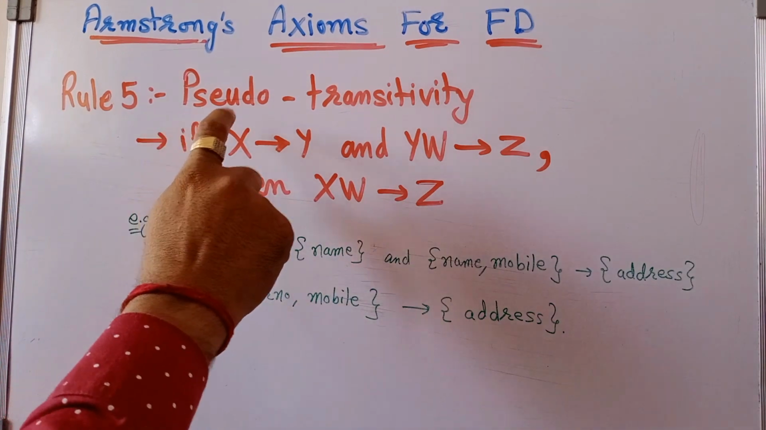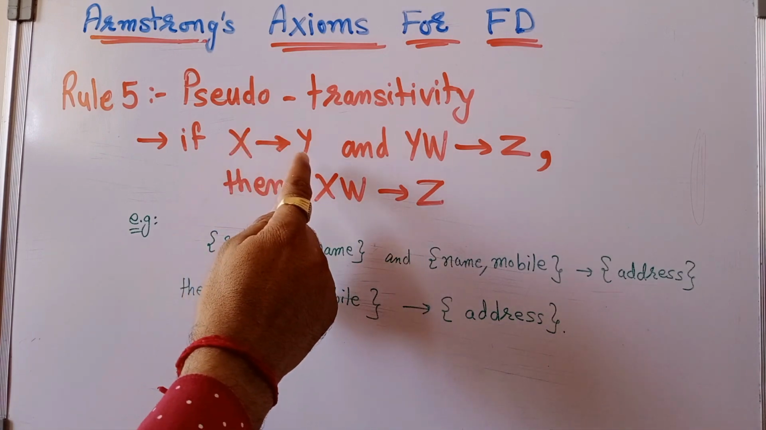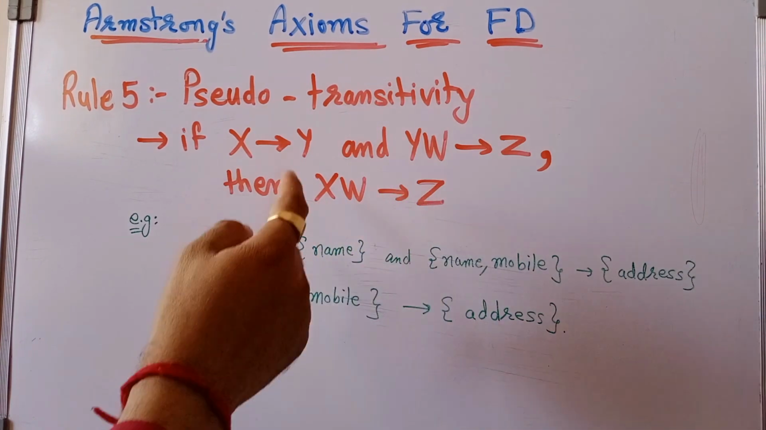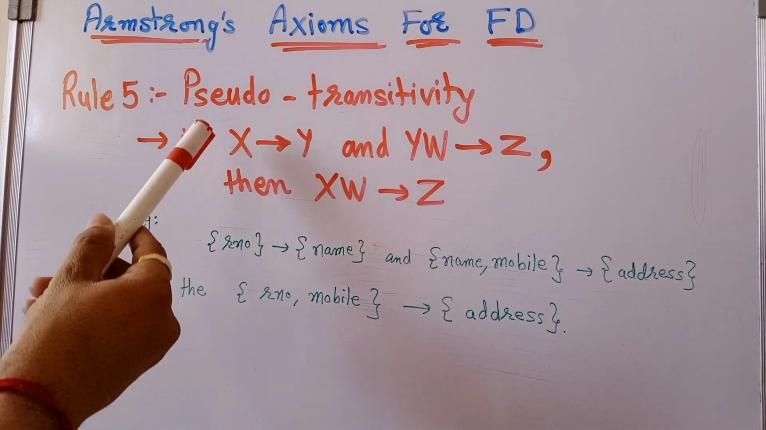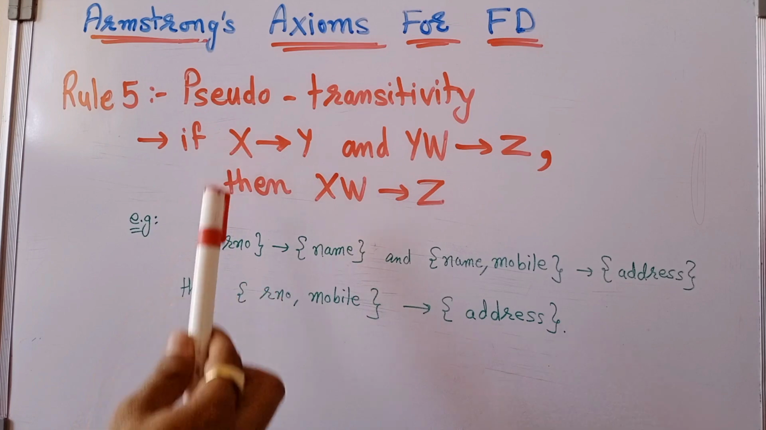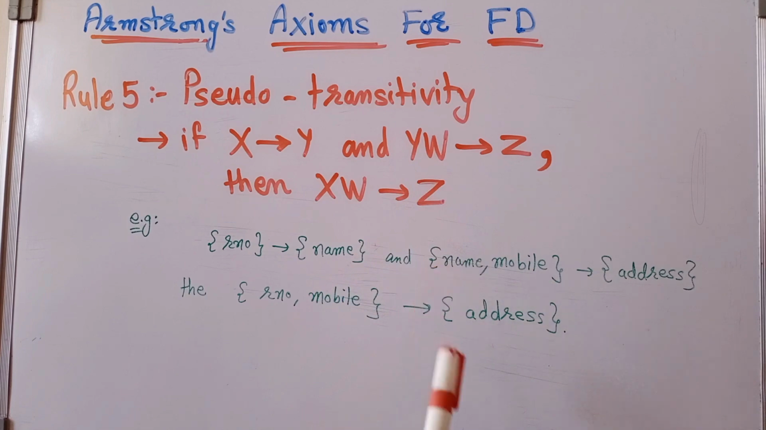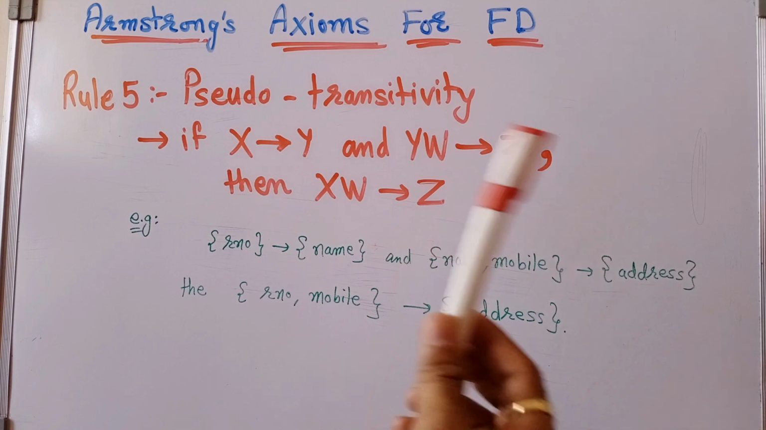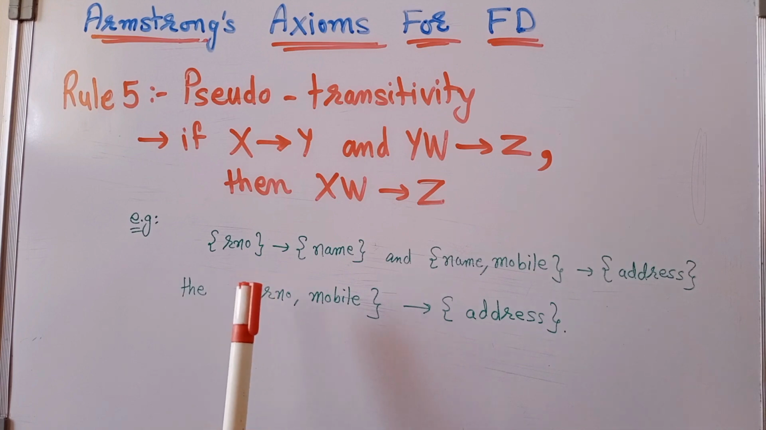Rule number 5, pseudo-transitivity. What does it say? That if there is a dependency X to Y and YW to Z, then we have XW to Z. Let's understand this dependency with the help of an example. Here I have considered roll number as X. When I have roll number, I can get the name. When I have name as well as the mobile number, with the help of mobile number, I can get the address. So I can say that with the help of roll number and mobile number, I can get the address.